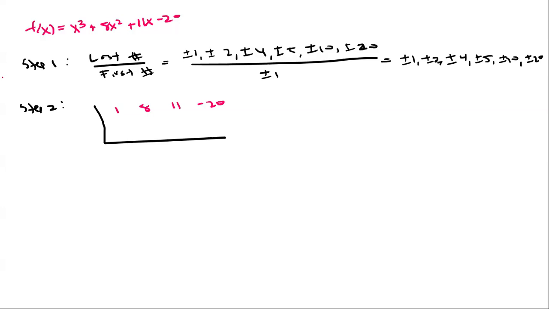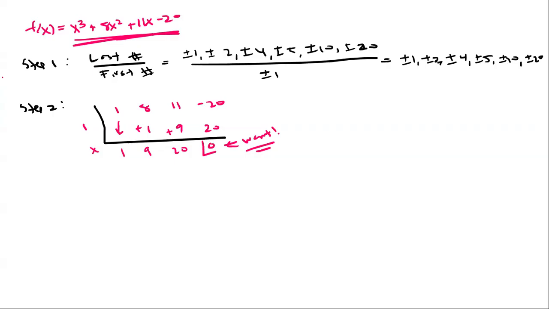Okay, so let's try 1. So we bring that down. Okay, so we have 1 times 1, which is 1. And then we add these numbers here. 8 plus 1 is 9. 1 times 9 is going to give us 9. Add those. 11 plus 9 is 20. 1 times 20 is going to give us 20. Add those. That will give us 0. And this is what we want. Okay? We want the result to be 0. What does that mean? That means then 1 is a root or a 0 of this polynomial.